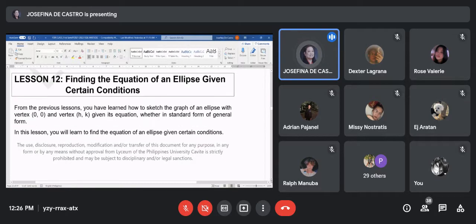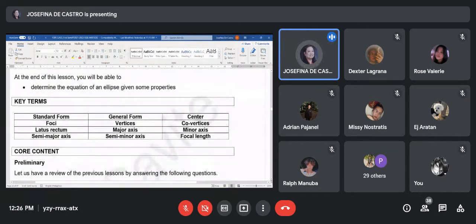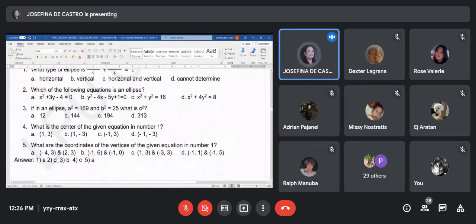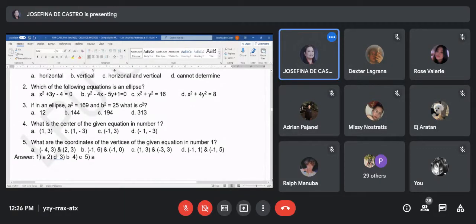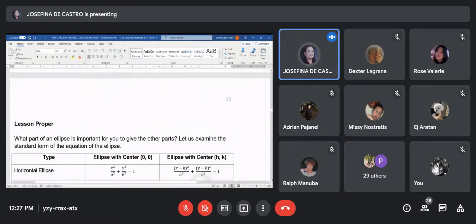And then you will recall which of those parts ang importante. So practice kayo ng multiple choice para masanay pag-answer ng multiple choice.